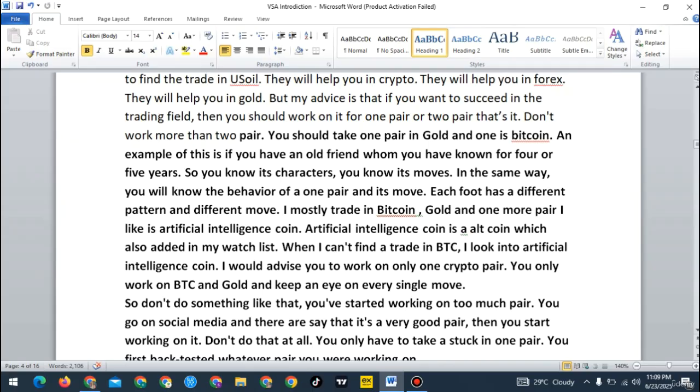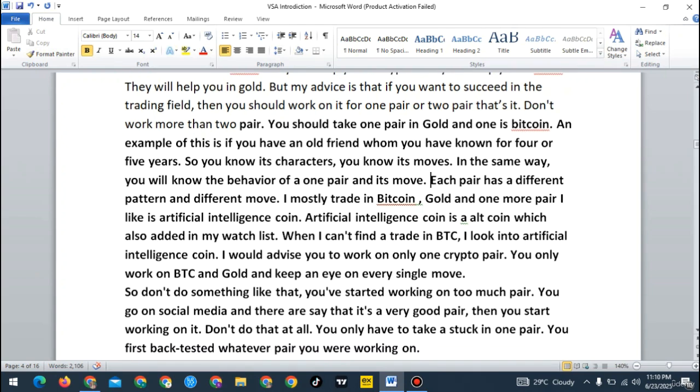Each pair has a different pattern and different moves. I mostly trade in Bitcoin, gold, and one more pair I like is artificial intelligence coin. Artificial intelligence coin is an altcoin which is also added in my watch list. When I cannot find a trade on BTC, I look into artificial intelligence coin.